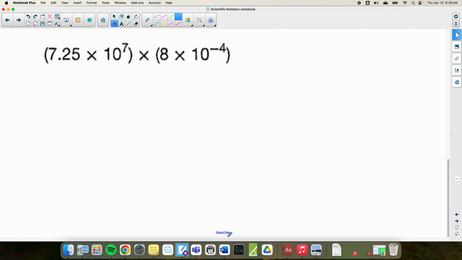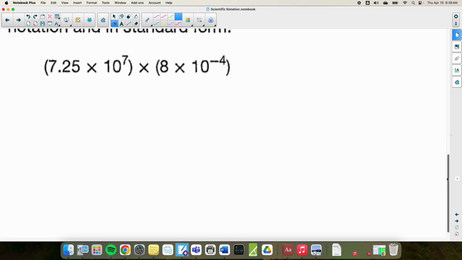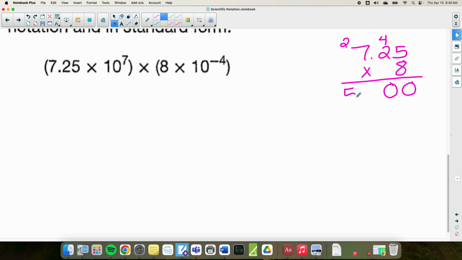All right, so we have another one where we're subtracting. And again, what you would have to do here is you would have to multiply 7.25 times 8, okay? 8 times 5 is 40, so I'm gonna put 0, carry the 4. 8 times 2 is 16, plus 4 is 20, so I put 0, carry the 2. 8 times 7 is 56, plus 2 is 58. And how many decimals do I have to put in my answer? 2, because there's 2 here, okay? So my answer is 58 times.